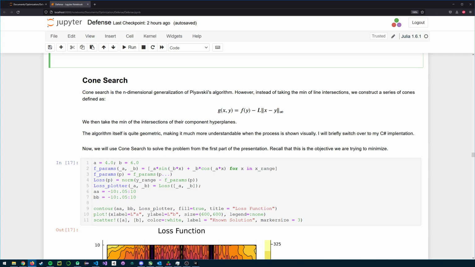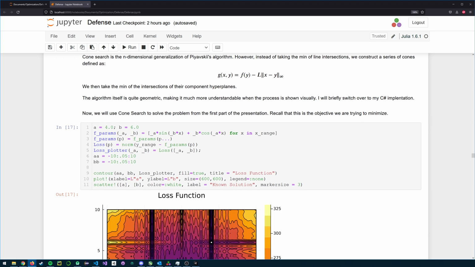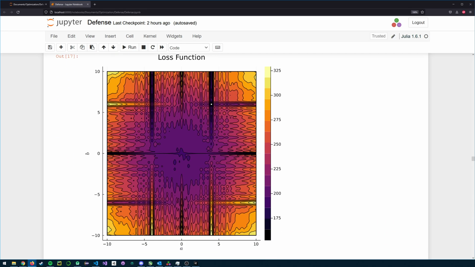So now we're going to use cone search to solve that problem which we spoke of at the beginning of this presentation. If you remember, we had our model, a sine bx plus b cosine ax, and we generated some noisy data points around it, and we generated this loss function with the solution at 4, 6. Now we have a means of actually solving this in R2.